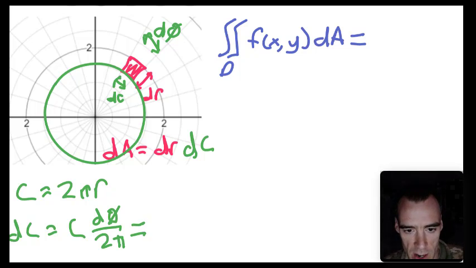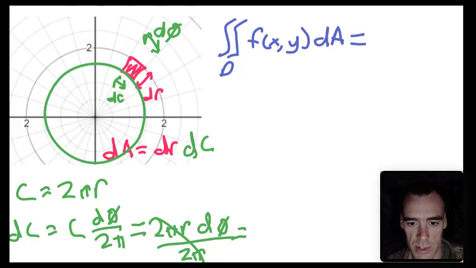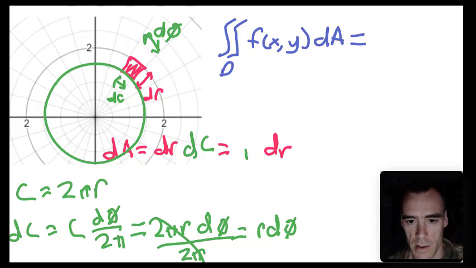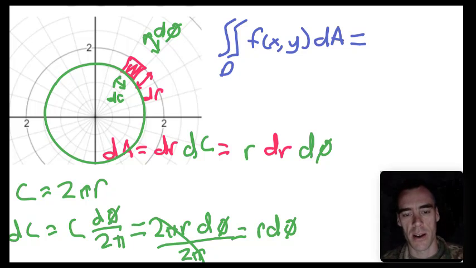So we can go ahead and plug in our expression up there for c, and so we have our dc is equal to 2 pi r times d theta, all divided by 2 pi. And of course you can see that this 2 pi cancels out, so we're just left with our dc is equal to r d theta. So we can go ahead and plug that in up here for our dc. So our dA is going to be equal to our dr multiplied by our dc, which is r d theta. So this is our dA, and that's sort of the tricky part about converting this into a polar integral.